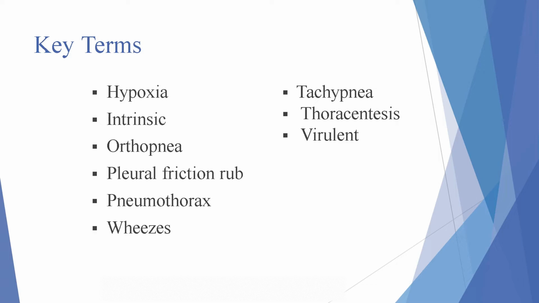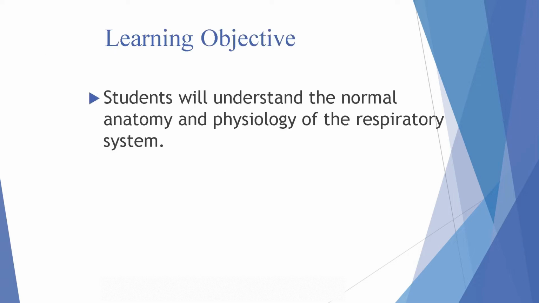Thoracentesis is a surgical perforation of the chest wall and pleural space with a needle for the aspiration of fluid for diagnostic and therapeutic purposes. And virulent is the power of a microorganism to produce disease.